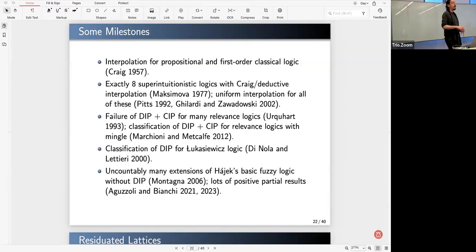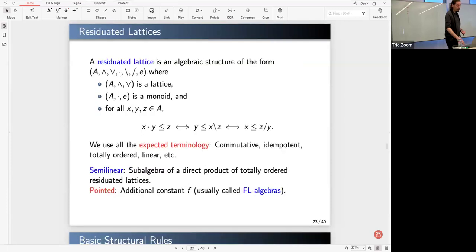The positive question, which ones do have deductive interpolation, was only solved this year. And I'll talk about the solution to this. So, probably for most people in this room, I can skip this slide, but a residuated lattice is defined like so.